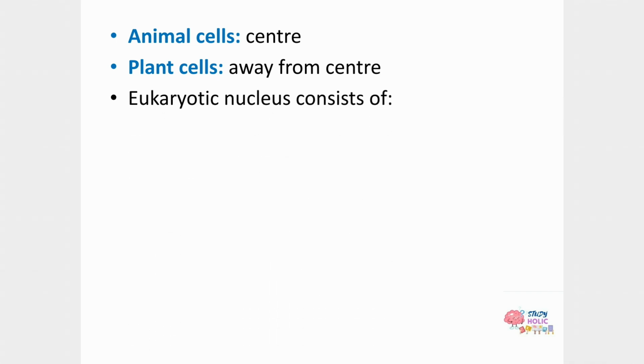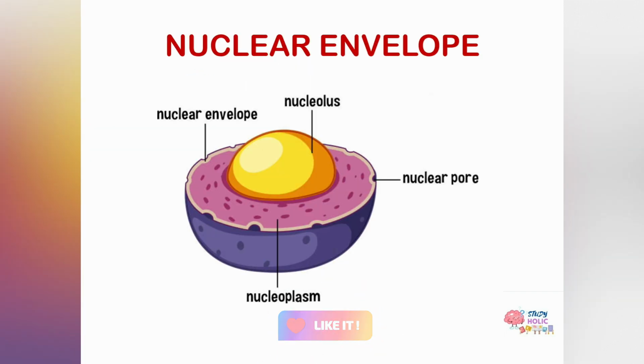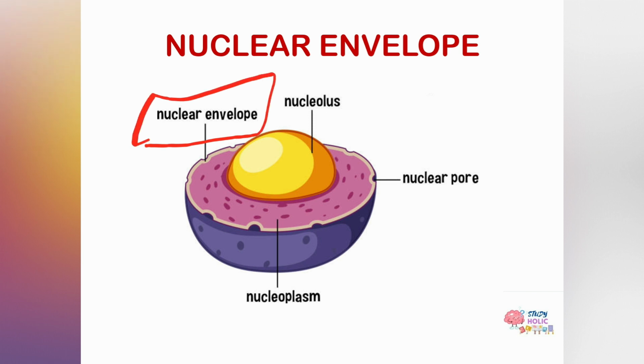Now let's have a look at the parts of the nucleus. The eukaryotic nucleus basically consists of the nuclear envelope, nucleoplasm, nucleoli, and chromatin. Let's have a detailed discussion about all of the parts. I have attached the diagram of the nucleus, which shows all of the parts I'll be discussing. Let's look at the nuclear envelope first.